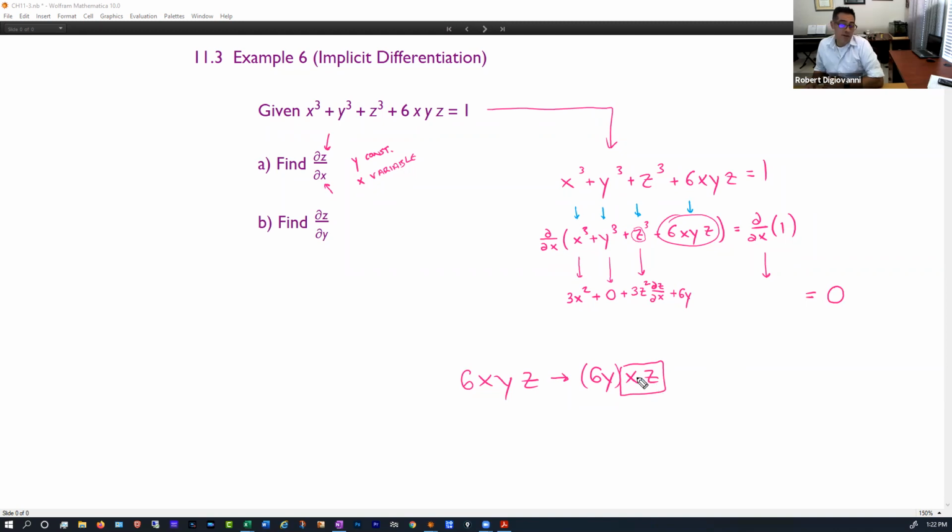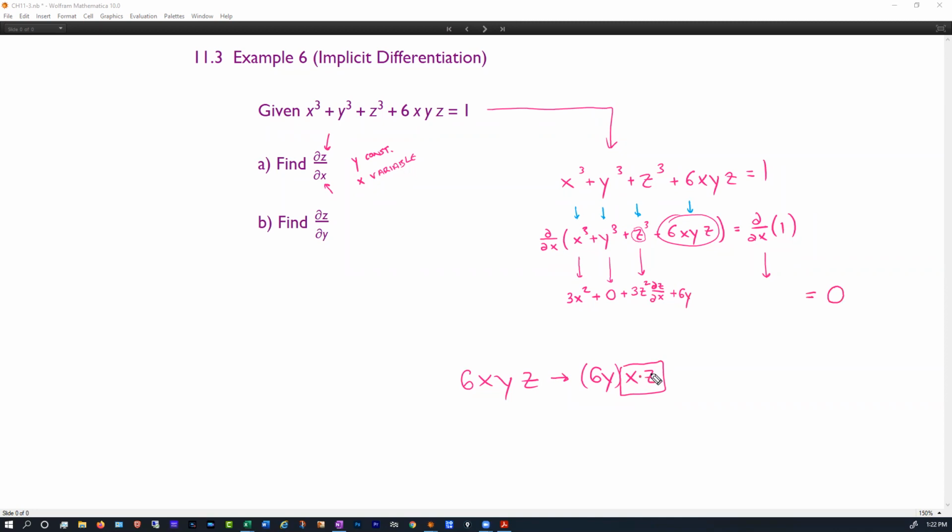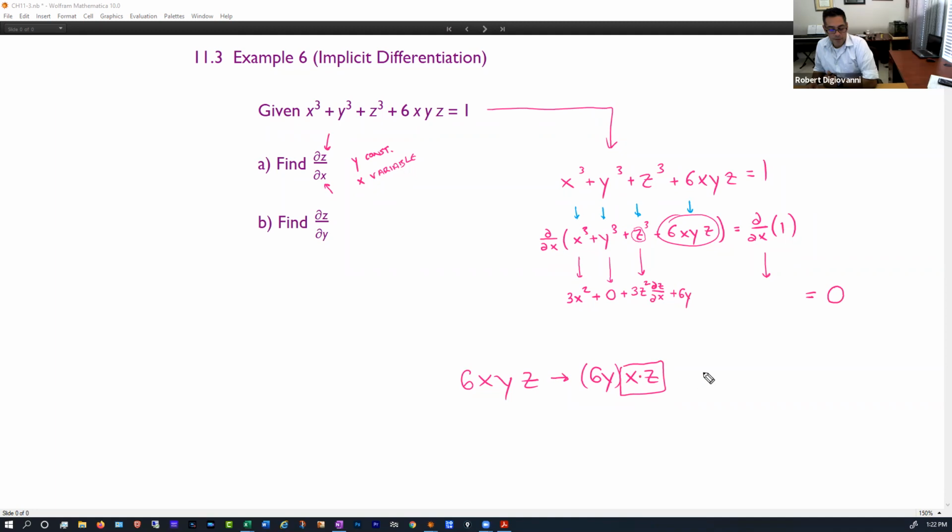What's the operation between them? Multiplication? Okay, it's a product, right? Yes. So how do you take the derivative of a product? What rule do we use in Cal 1? Is it the product rule? Product rule, right? So we have to do a product rule on that.